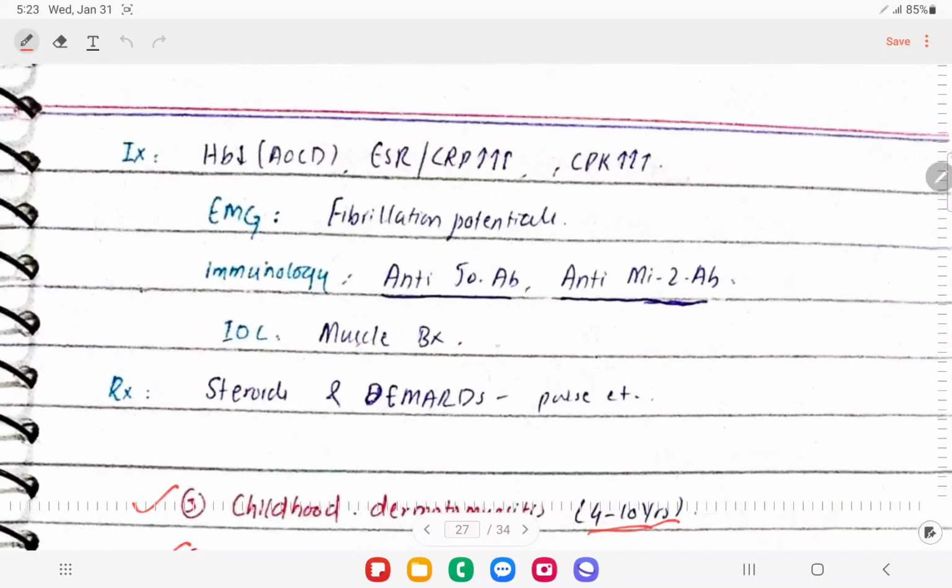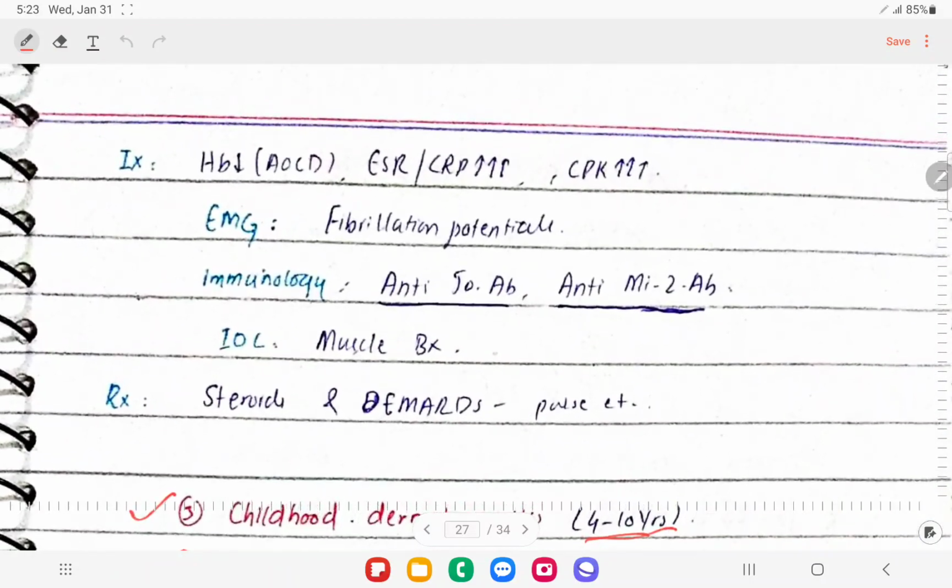So what we need to investigate in this patient: if we check the hemoglobin level, it will be decreased because of anemia of chronic disease. If we check the ESR and CRP, these will be raised, and if we check the CPK level, this will be raised in these patients. And on electromyography, we're going to get fibrillation potentials, right? So on immunology, we get the anti-Jo1 antibodies, right?